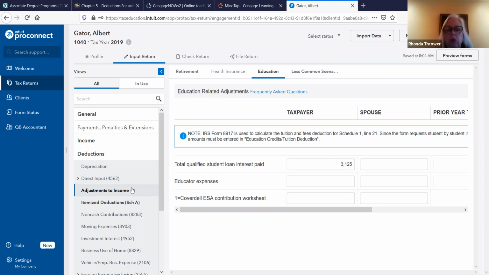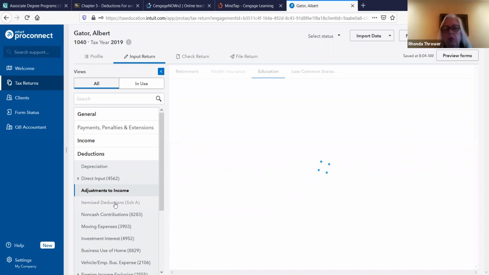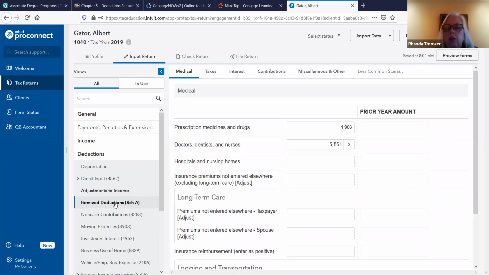The next thing we're going to do is look at itemized deductions, because this chapter also talks about what to do if you are deciding to itemize your deductions. You'll remember, if your itemized deductions are more than your standard deduction, then it's better to itemize, because it'll give you a little bit more off of your taxes. So I clicked on itemized deductions, which is also Schedule A, that you're going to be preparing in this problem.